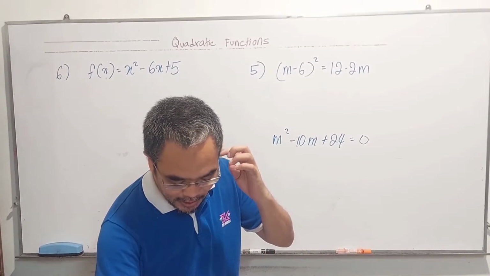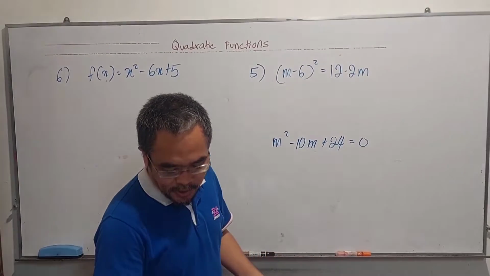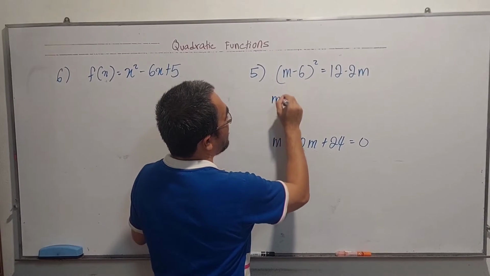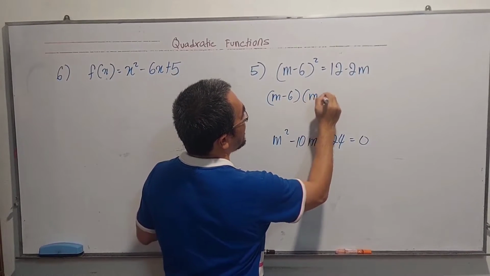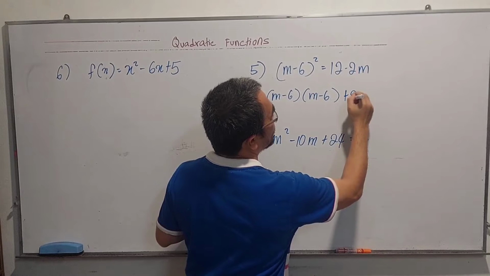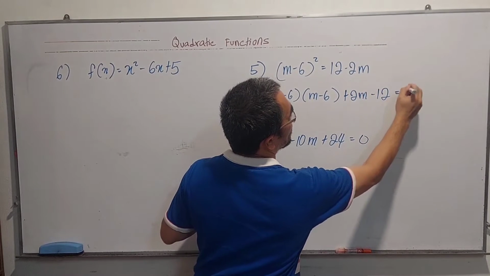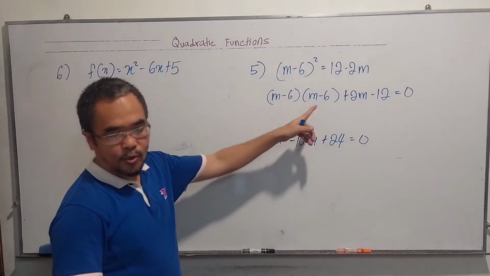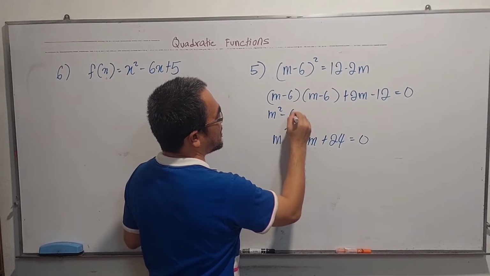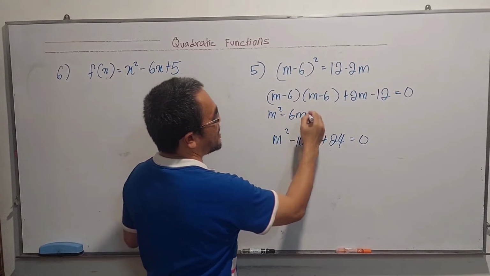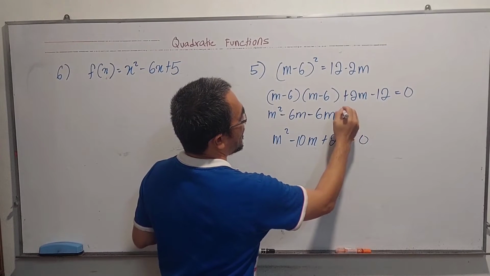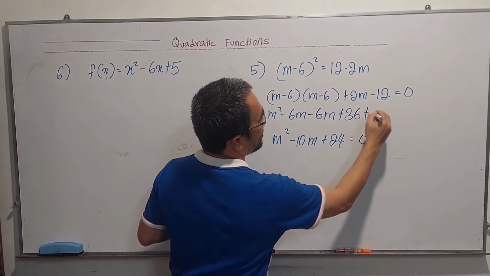Okay, just like question number 3, I, J and K. So what you do, expand the bracket. So it will be (m minus 6) and (m minus 6). And then you bring everything to the one side, so plus 2m minus 12 equals 0. And you expand the bracket. M times m, m squared. M times negative 6, negative 6m. Negative 6 times m is negative 6m. And negative 6 times negative 6 will be plus 36. Then you copy everything else.